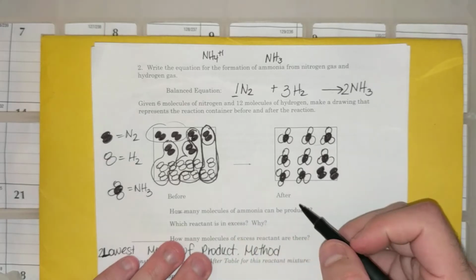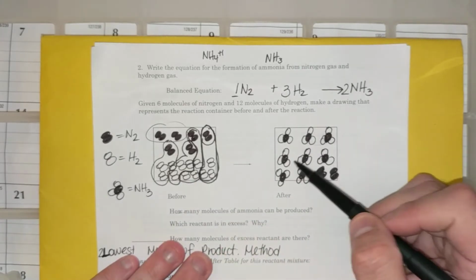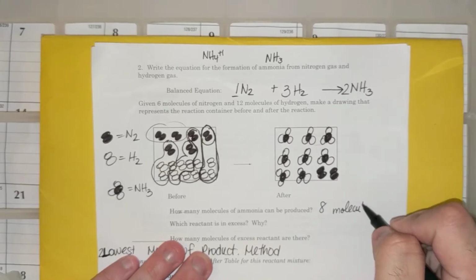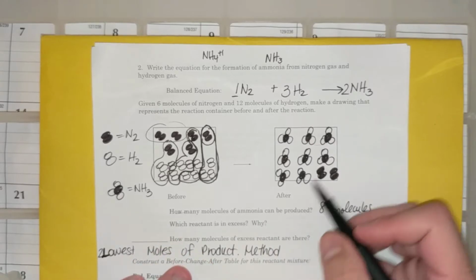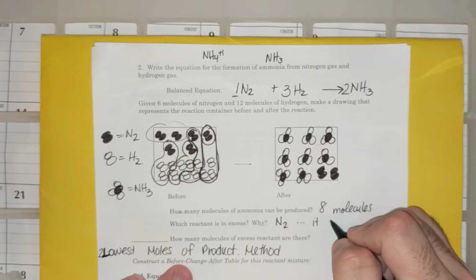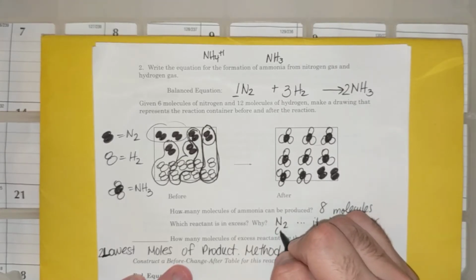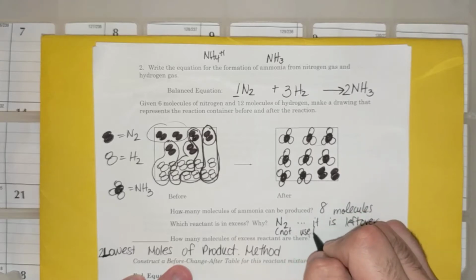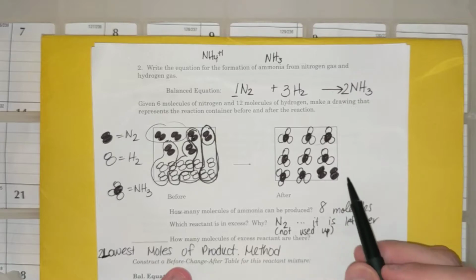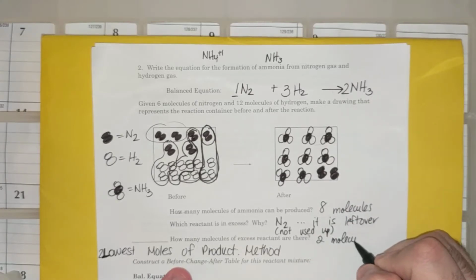Okay, how many molecules of ammonia can be made? If ammonia looks like this, I made 1, 2, 3, 4, 5, 6, 7, 8 molecules. Which reactant is in excess? It looks like my N2 is in excess. It is left over, not used up. How many molecules of excess reactant are there? It looks like there are 2 molecules of N2.